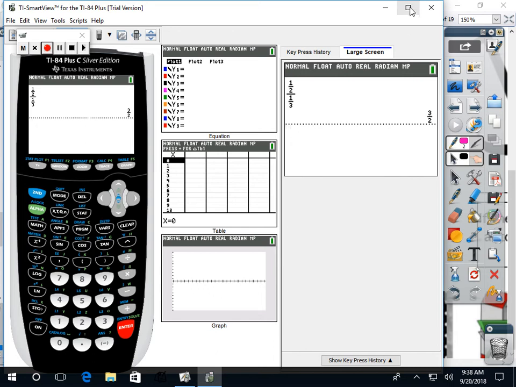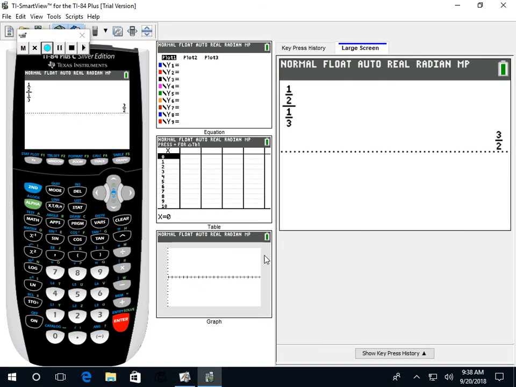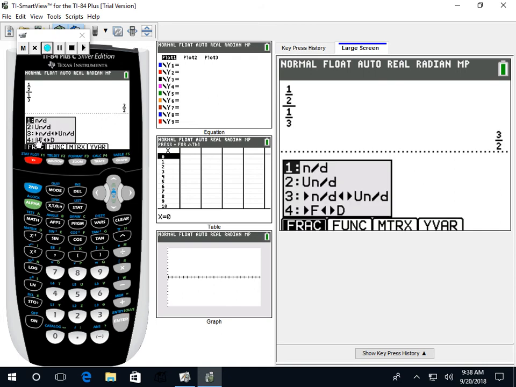Now, let's talk about how to make that a decimal. If you hit alpha y equals again, look down at number 4. F to d means turning a fraction into a decimal. It'll also work the other way around. Like if you're in decimal form and you want a fraction, you can also use this same one. So hit number 4. And then you also will have to hit done, which I think mine just froze up.